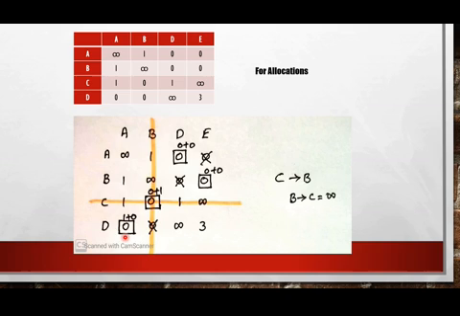Column wise minimum is 1, row wise minimum is 0, 1 plus 0. So here column wise minimum is 0, row wise minimum is 1. So 0 plus 1. Here column wise minimum is 0, row wise minimum is also 0, 0 plus 0. Here column wise minimum is 0, row wise minimum is 0, 0 plus 0. So out of these two, both have the penalty 1.